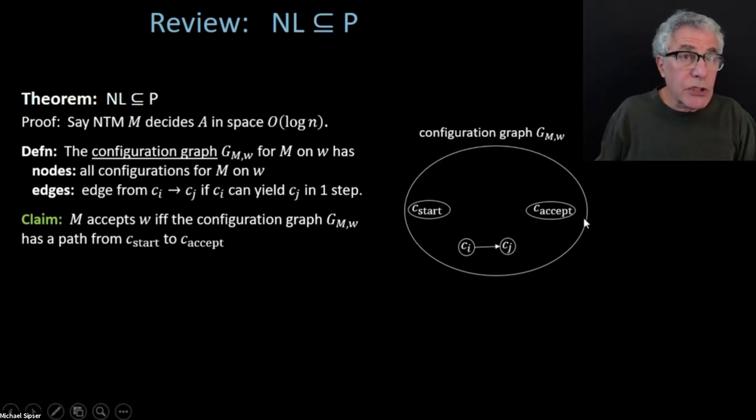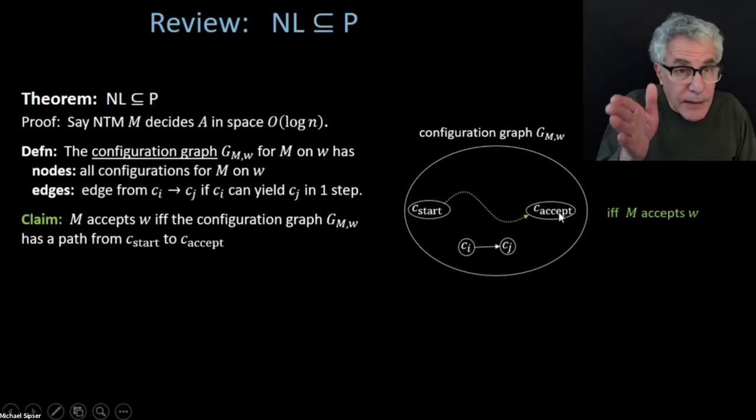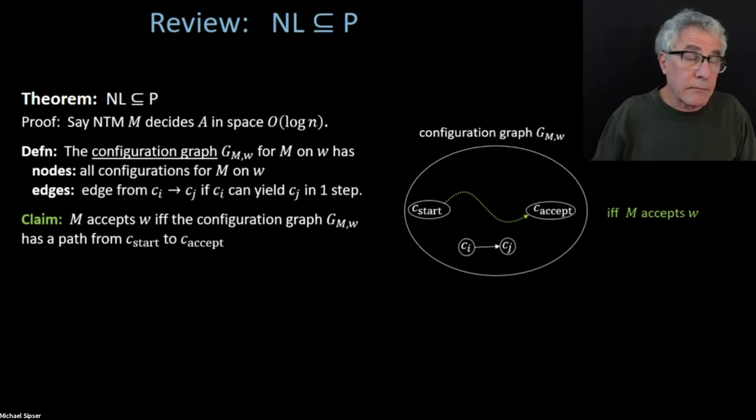So there's going to be a start configuration and a single accept configuration in this configuration graph. And there's going to be a path that connects the start configuration to the accept configuration if and only if M accepts W. Because that path is the sequence of configurations that the machine would go through if you launched it on W. It would start at the start, and there might be several different ways to go, but if one of them leads you to an accept, that corresponds to a branch of the computation that's accepting.